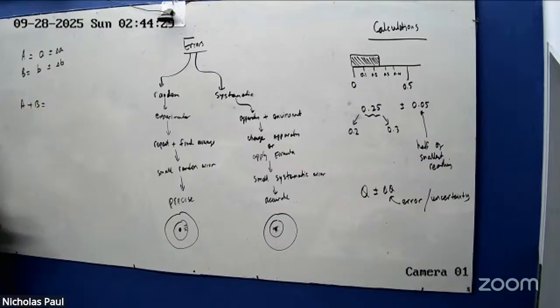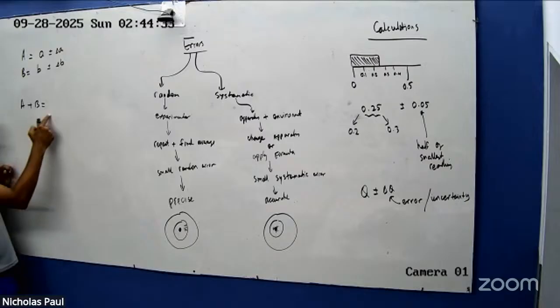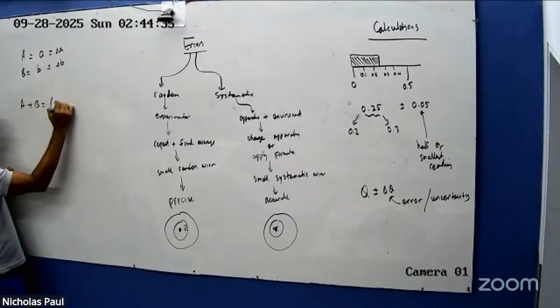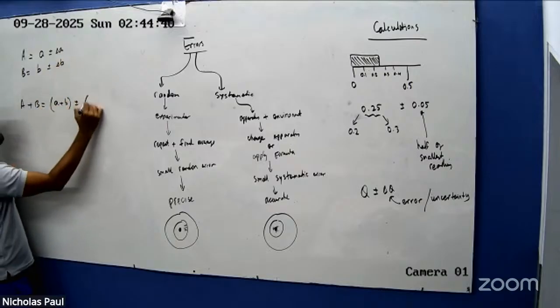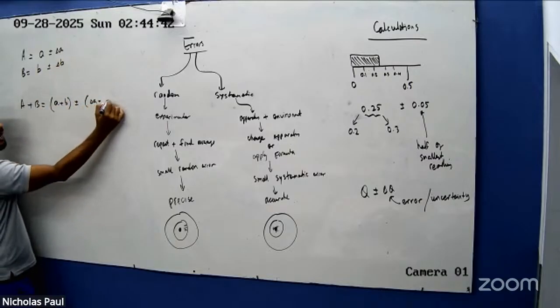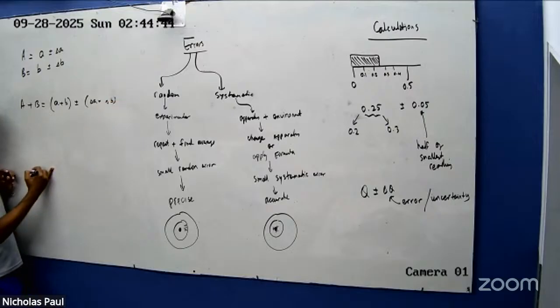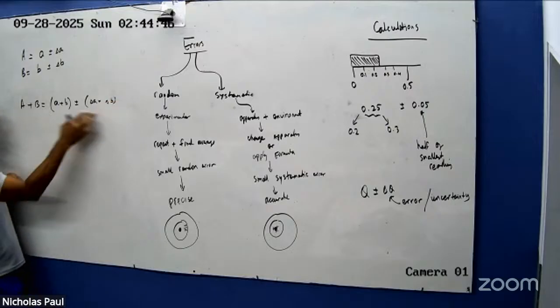Now I say to find A plus B. How would you find A plus B? You'll get a value, right? To get A plus B, you add the A and the B, of course, and then you add the errors. You add the error in A and the error in B. Okay? Add the errors and add the values.